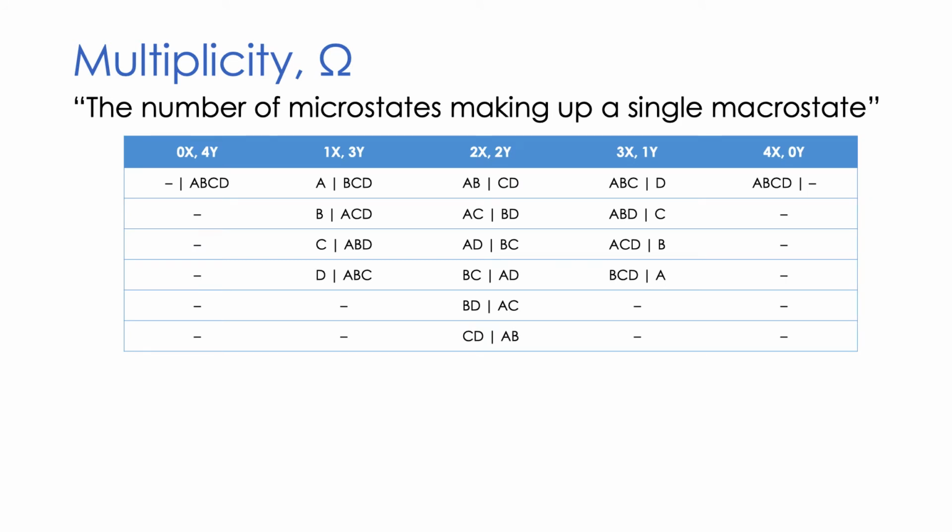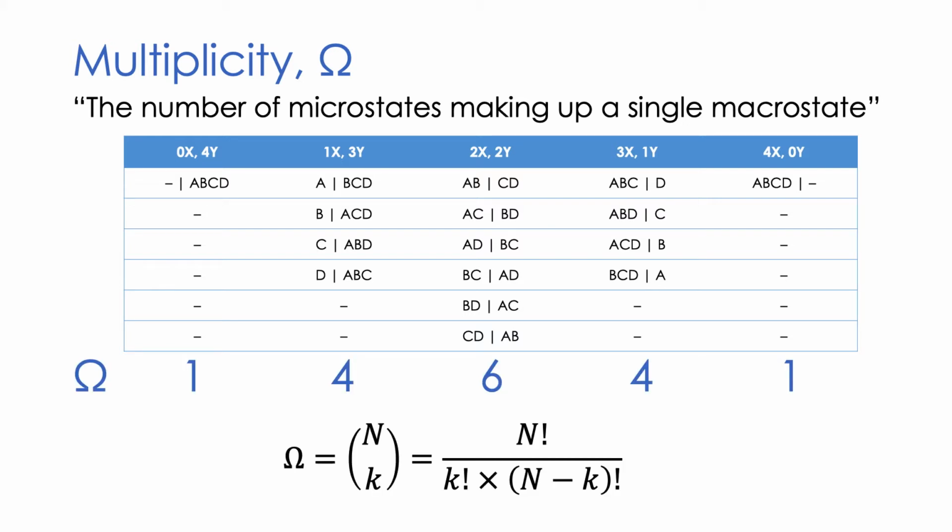So if we look at our table, in which we have one possible microstate for the first macrostate of 0, 4, then we go throughout the table from left to right. Our multiplicity, as calculated with the formula that we just learned, would be 1 for the first case, 4 for the second, 6, 4, and 1. These are the multiplicity for each of the 5 macrostates as calculated with the formula that we just learned.